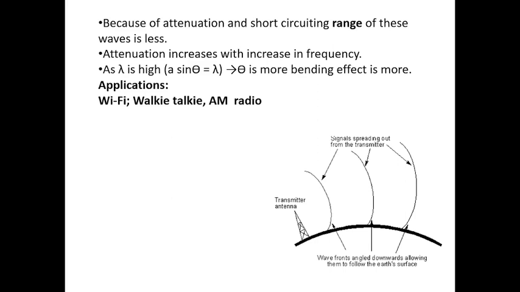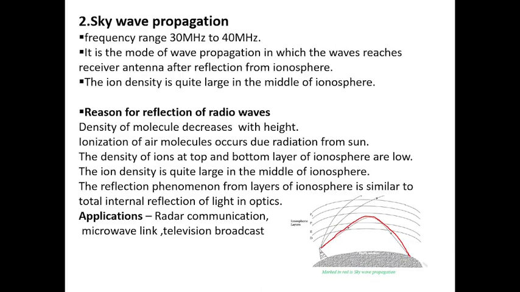So whatever may be the obstacles present in the house, these ground waves will bend at the edges of the obstacles, and we are able to get access to these Wi-Fi signals. So this is about the ground waves.